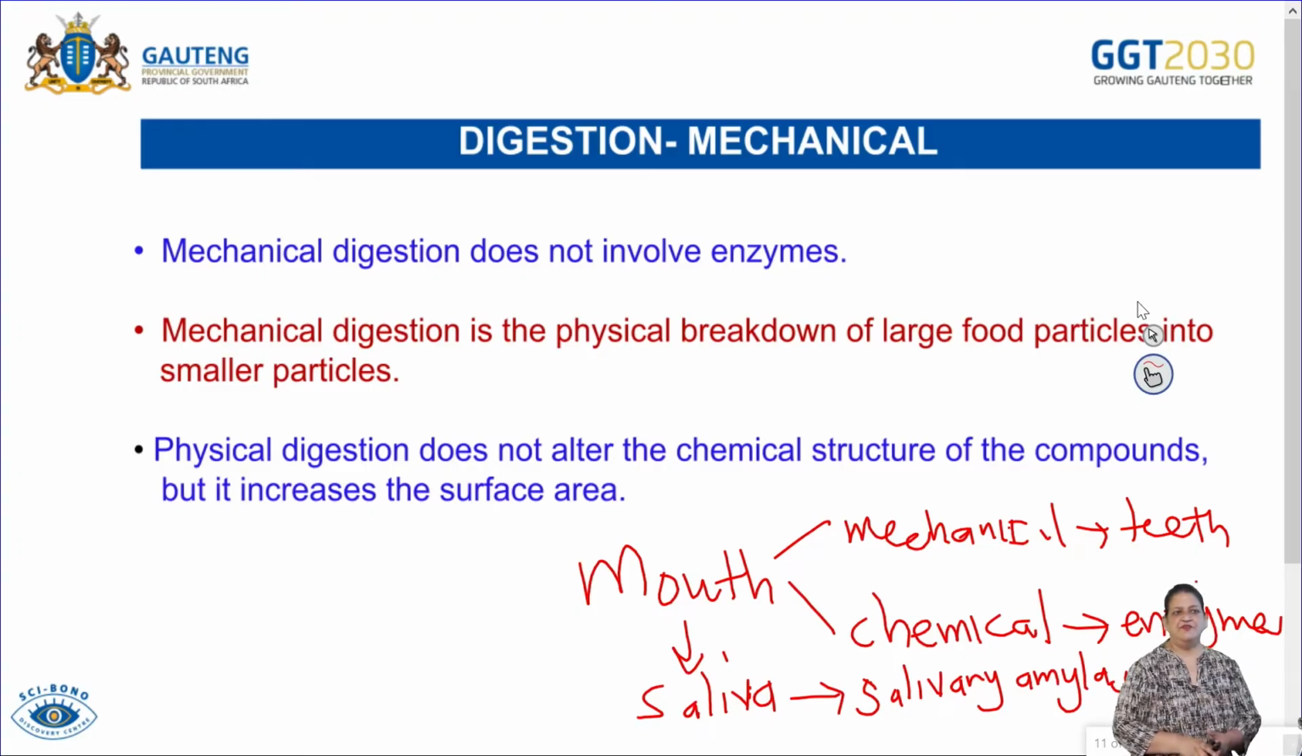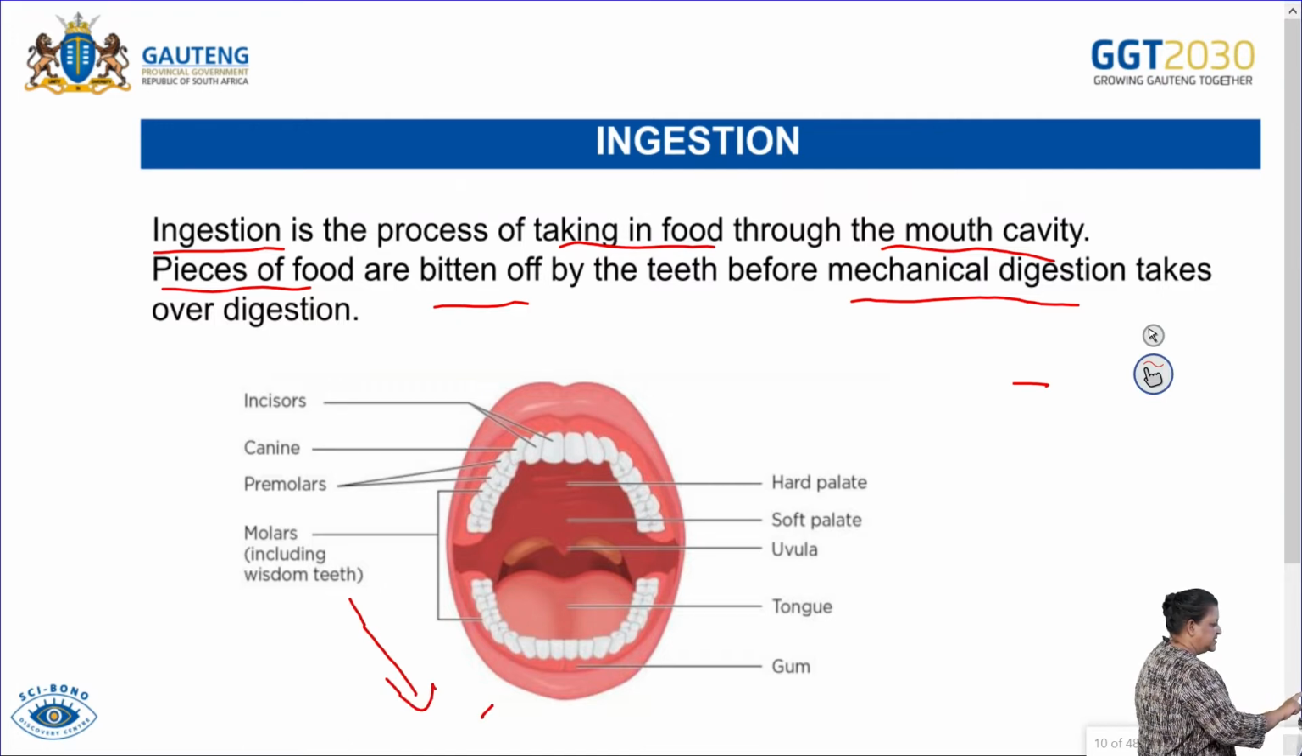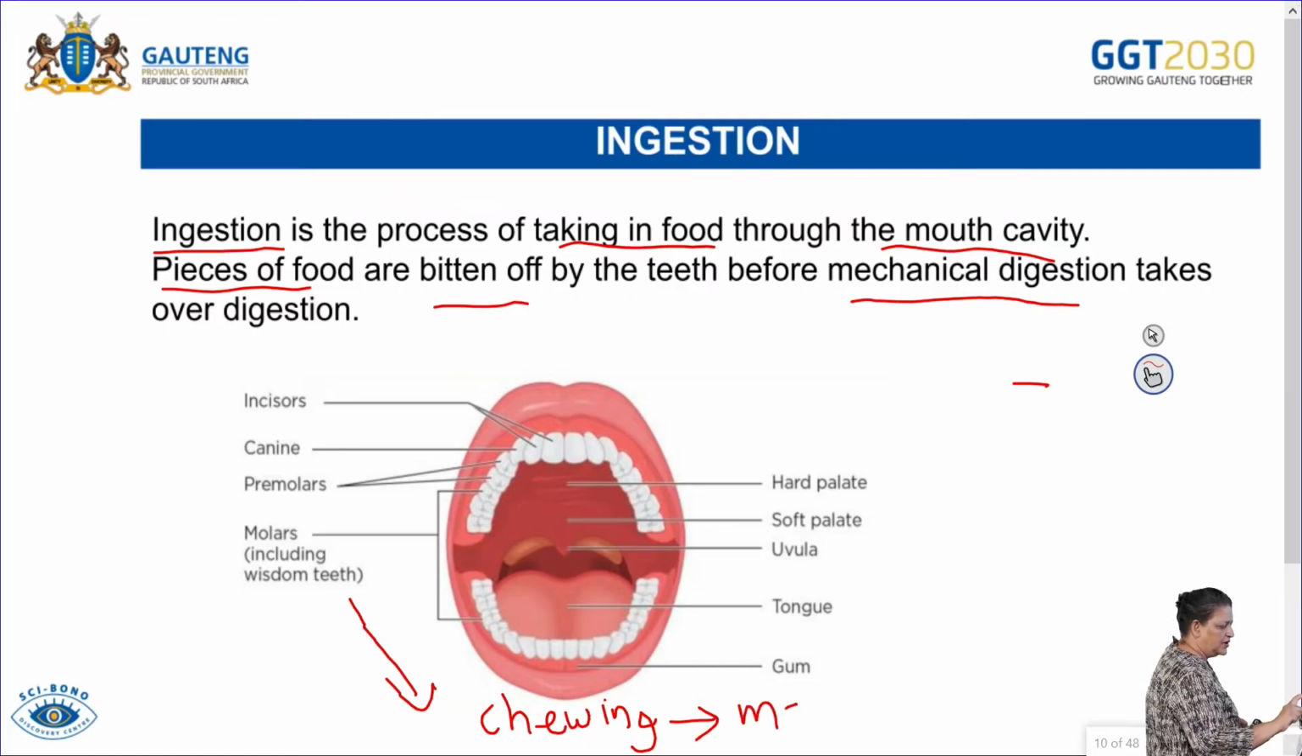So now we're talking everything about the mouth. Let's look at the mouth again. Here's our mouth. Here's our teeth, mechanical digestion. Here's your tongue, which helps to move the food around so that you can chew the food. Another name for chewing of food is called mastication. Children, remember that the teeth is involved in chewing. You're going to come across these words later.